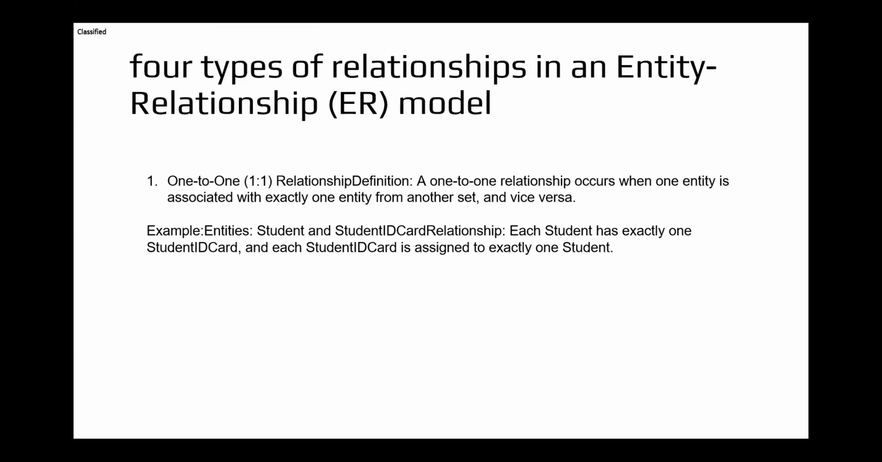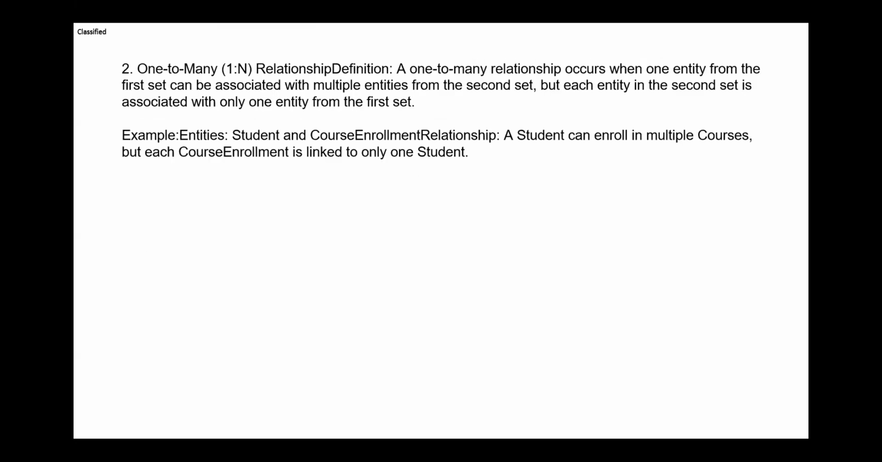Now we come to the third aspect of entity attributes, which is the relationships. So in an ER diagram, we need to define the relationships between the entities. Like one-to-one. A one-to-one occurs when one entity is exactly associated with one set of data, like the student and the student ID. Each student has exactly one student ID card, right? Like you have exactly one PAN card.